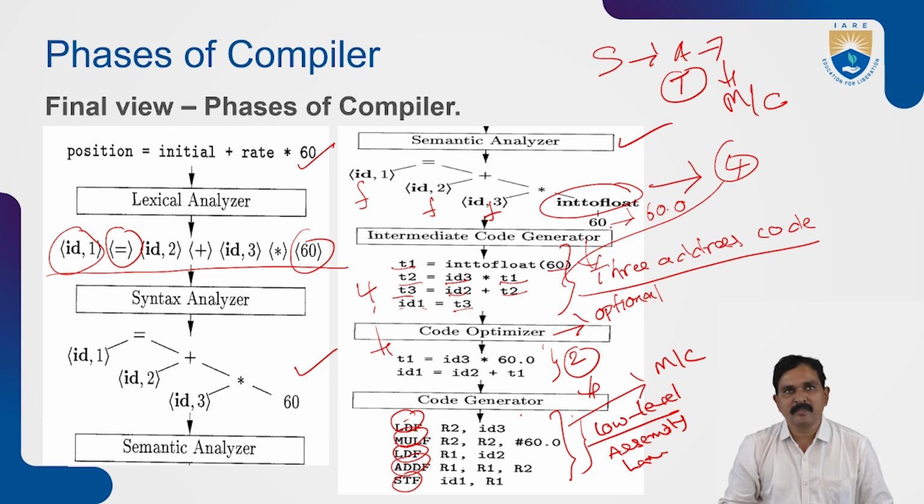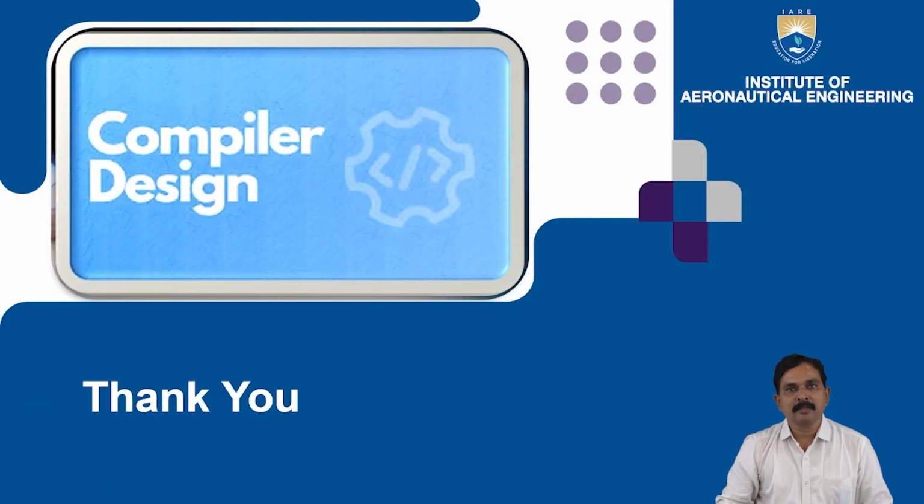With this example you get the final view of what happens when you convert any programming language to machine code. You have to follow these steps with the help of the phases from the lexical analyzer to the code generator. This is regarding today's class. With this we conclude the phases of the compiler.